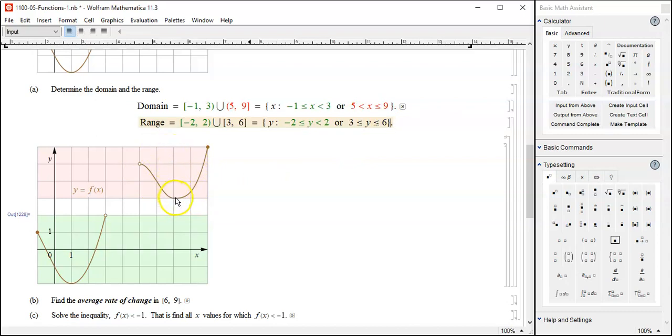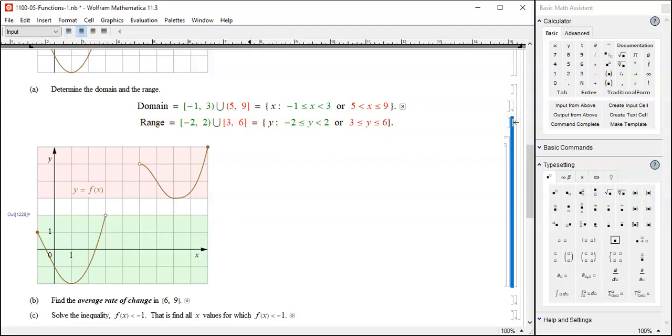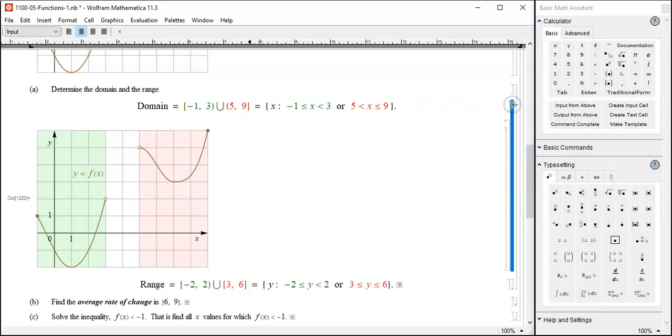This time, nothing punctured, just touching. So this is part of the graph. That's solid, so that too is part of the graph. So we have brackets either way. So that's how you can see range. That's how you can see domain.